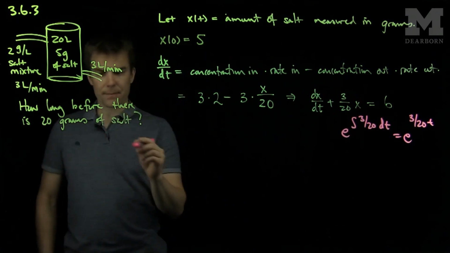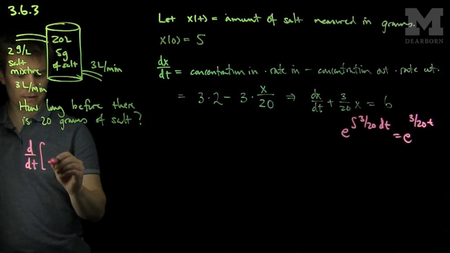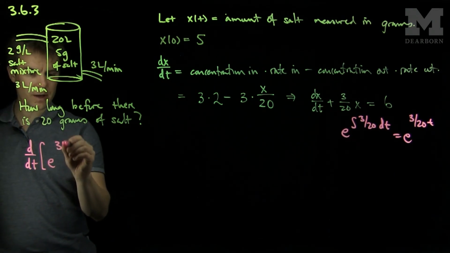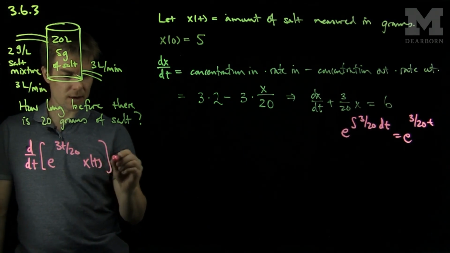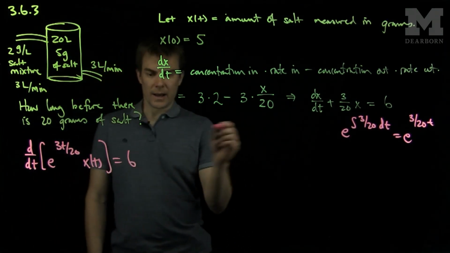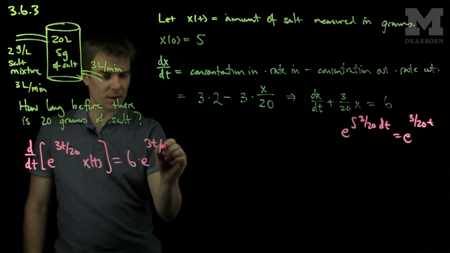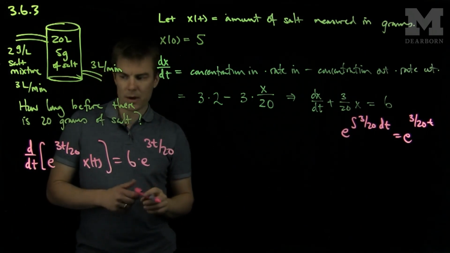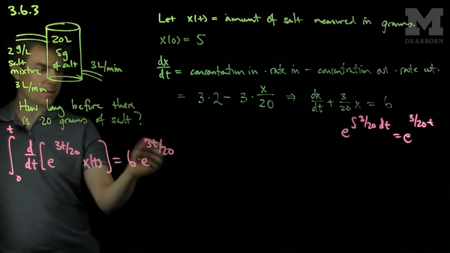So if we multiply that, the left-hand side will become the derivative with respect to t of e to the 3t over 20 times x of t, which is equal to 6. And the 6 will be multiplied by e to the 3t over 20. And now we can integrate this from 0 up to a time t and change all the variables from t to s.